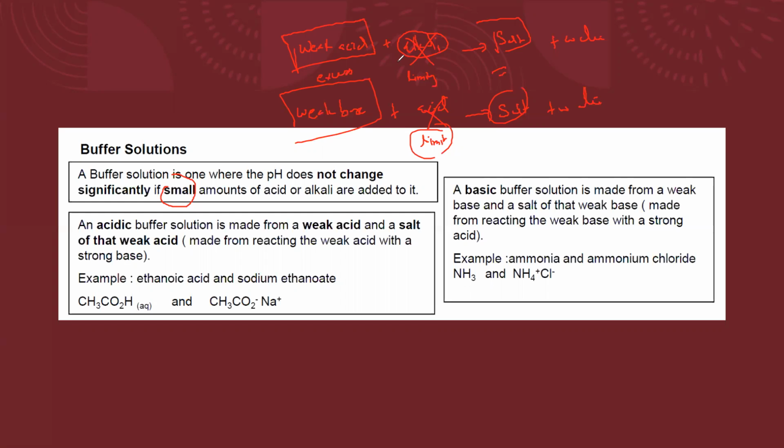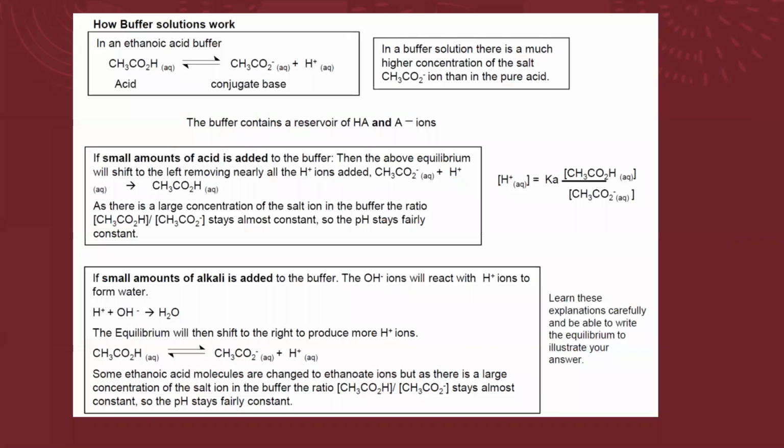How it resists the change in pH, that's the second point. So how does a buffer solution work? For example, take an acidic buffer solution, because a buffer solution can be acidic or it can be alkaline. An acidic buffer solution means a solution which is a mixture of a weak acid and its salt. So the weak acid is there and the conjugate base, or its salt, is there.